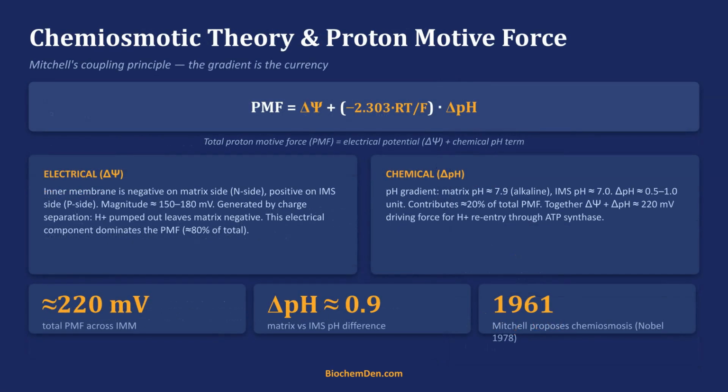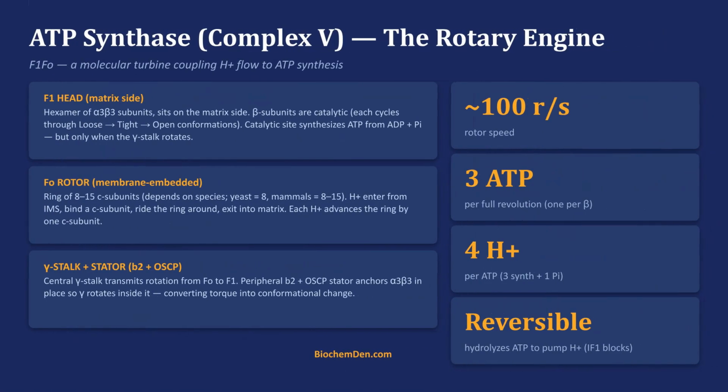Peter Mitchell's chemiosmotic theory explains the proton motive force as the sum of electrical potential and the chemical pH gradient, providing the driving force for ATP synthase, which operates like a rotary engine. The flow of protons through the Fo rotor drives the rotation of the gamma stalk, inducing conformational changes in the F1 head that synthesize ATP.